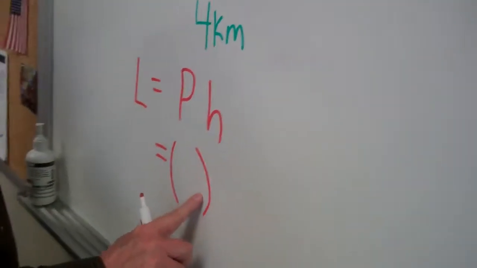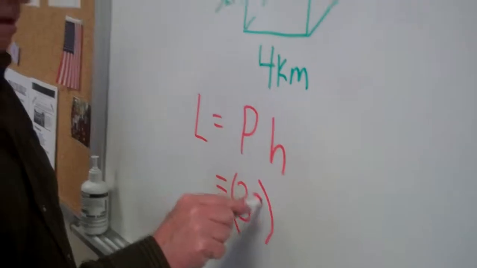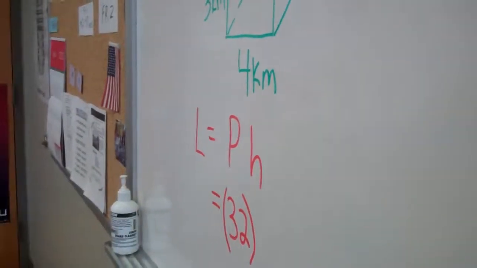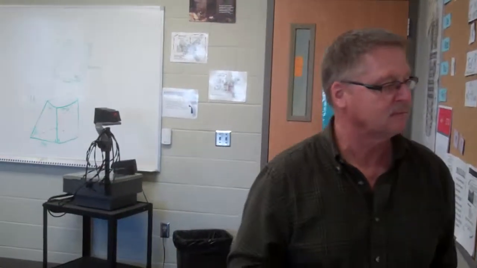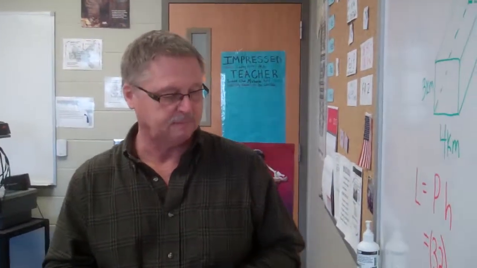Alex Young pointed that out to me. Maybe I can erase that, huh? Nah, we'll just leave it in. 32 for the perimeter. Vince said it right, I said it wrong, I don't care. Yeah, I care, I feel terrible.